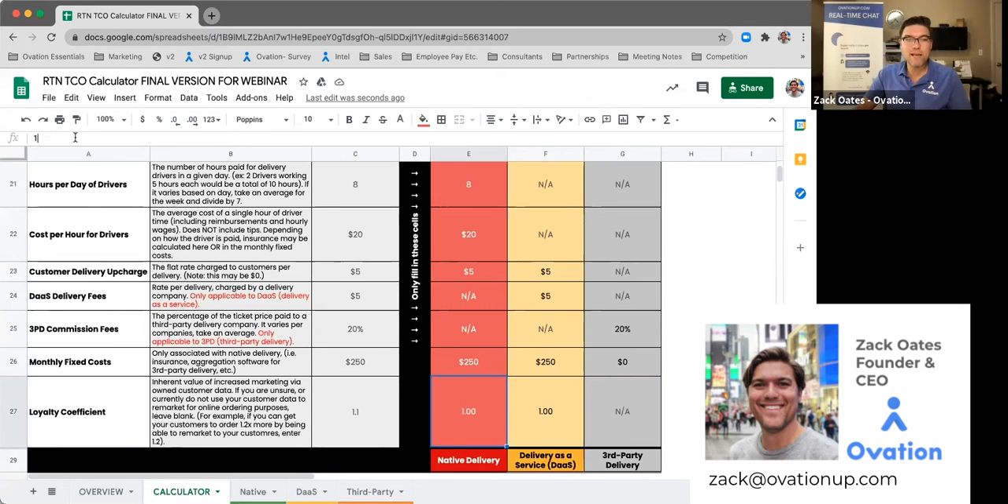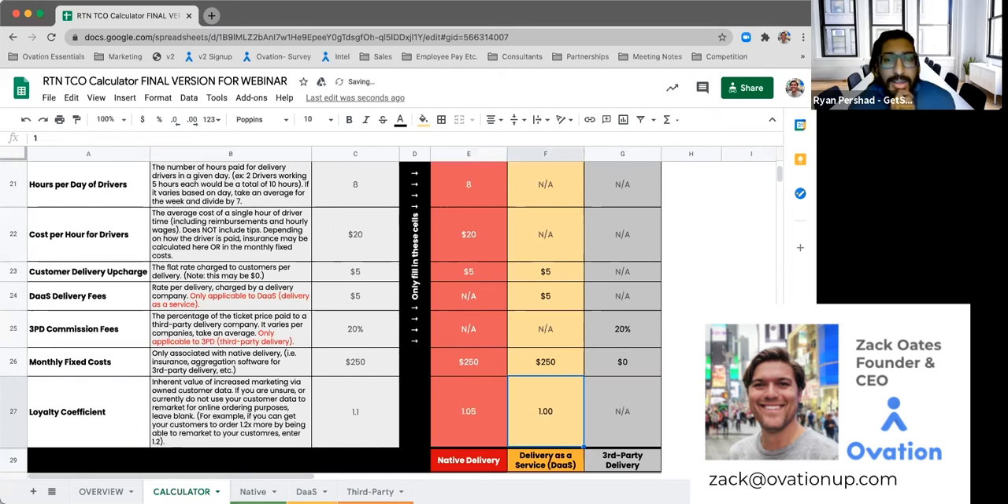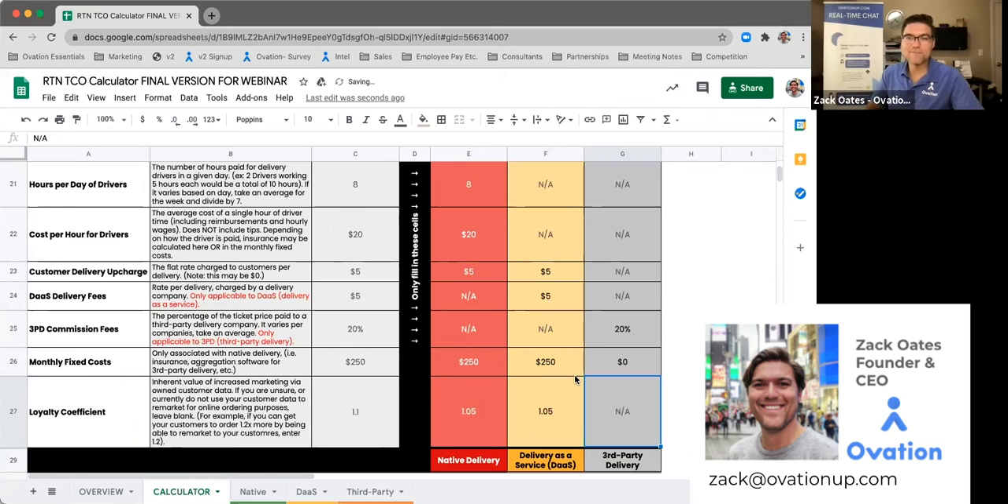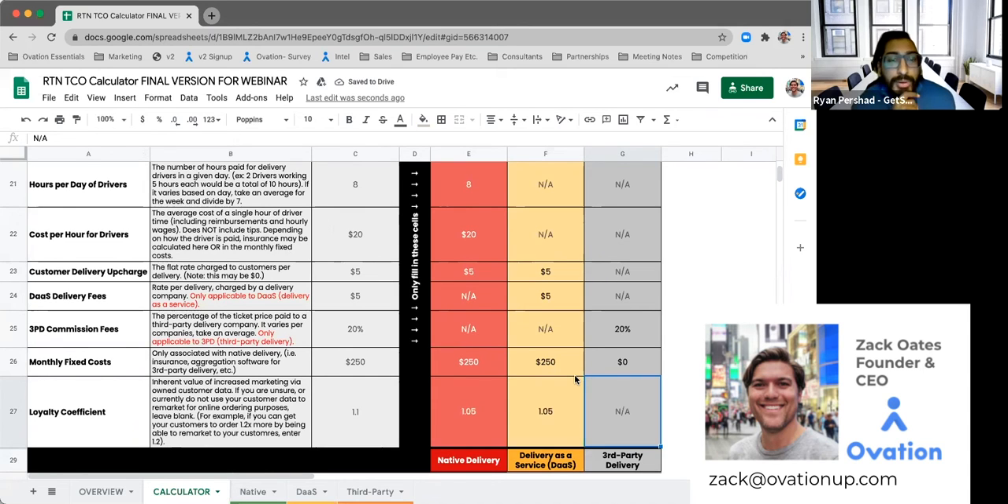But we feel like, again, it is there. And Zach, 1.05 is the equivalent of 5%, right? That is correct. So if you put 1.1, it would be 10% that you think that lift could be, et cetera.